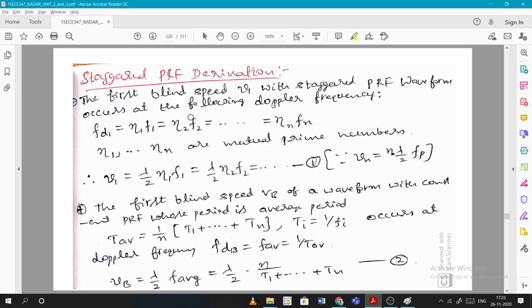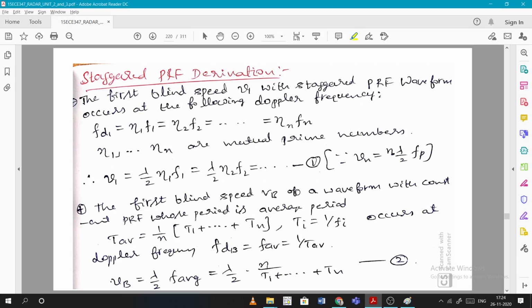Now V1, that is the blind speed at staggered PRF, is lambda by 2 N1 F1, equal to lambda by 2 N2 F2, and so on, where Vn is equal to n lambda by 2 Fp. That means lambda by 2 into n Fp, as we wrote. Here Fp is the pulse repetition frequency.